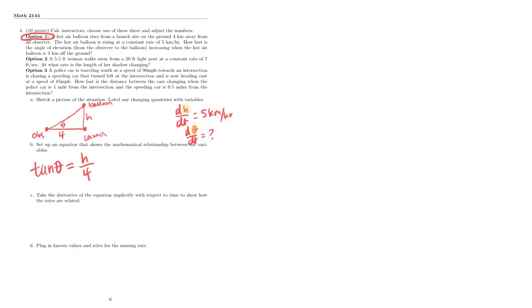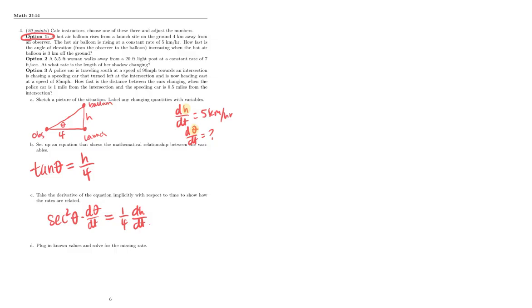Next step, it says take the derivative of the equation implicitly with respect to time to show how the rates are related. So the derivative of tangent is secant squared theta times the derivative of the inside, d theta dt, equals that h over 4. I can just think of that as 1/4 h, so it's going to be 1/4 dH dt. Okay. And so I know what dH dt is. I'm trying to find d theta dt.